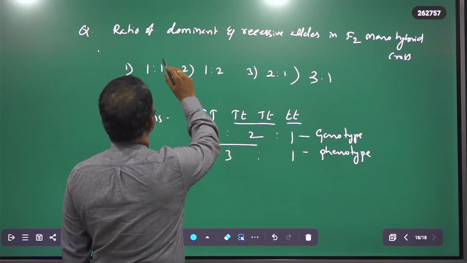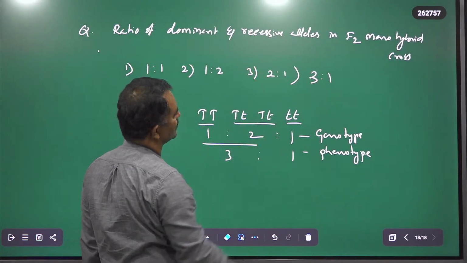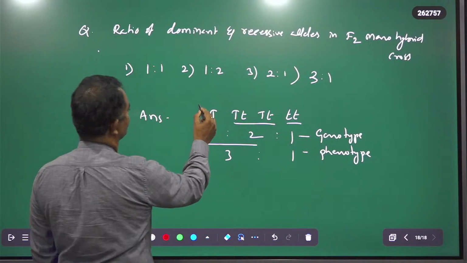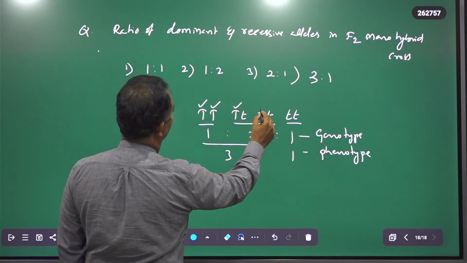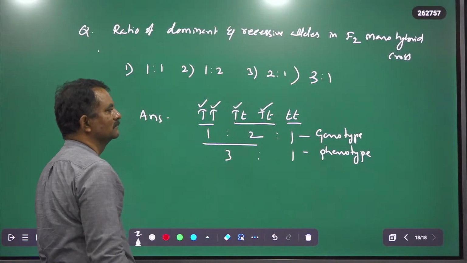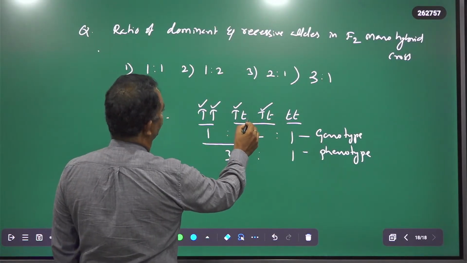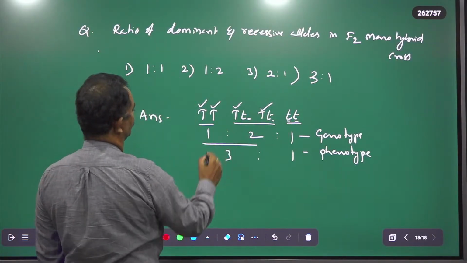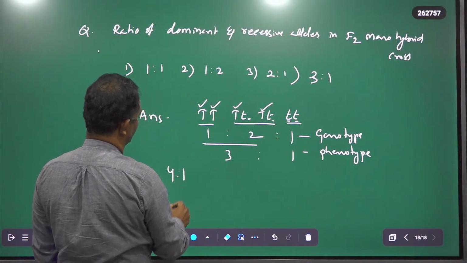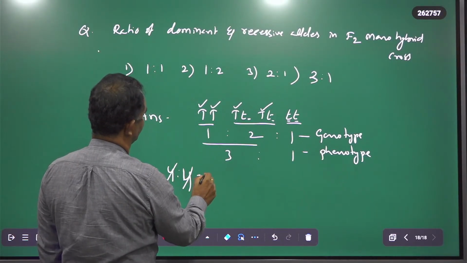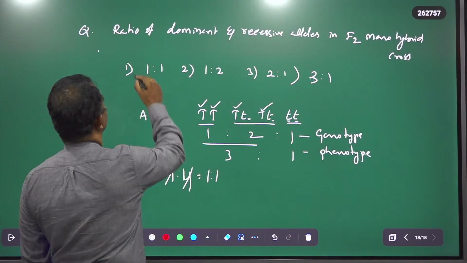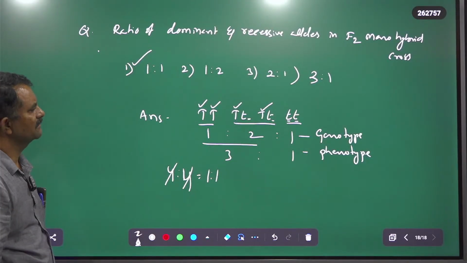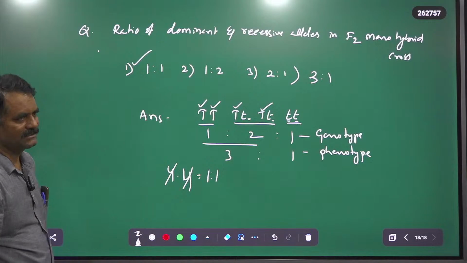So if the question is the ratio of dominant and recessive alleles in the F2 monohybrid cross: dominant alleles, 1 dominant, 2 dominant, 3 dominant, 4 dominant. Recessive, 1 recessive, 2 recessive, 3 recessive, 4 recessive. So 4:4, nothing but 1:1. So the answer is the first one.